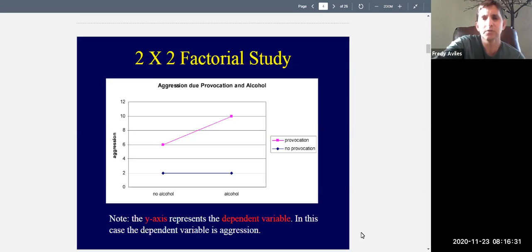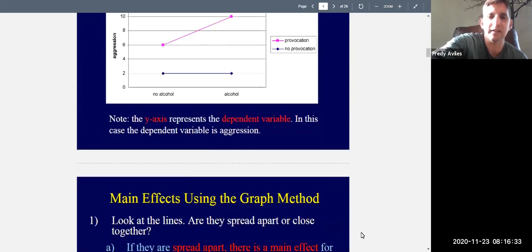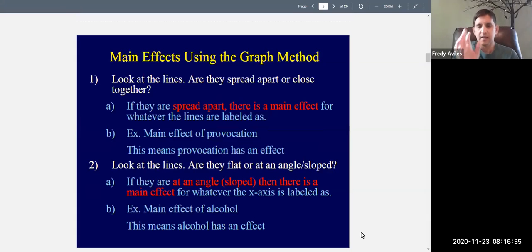Okay, so that's the way to do this using the graph method. That's the way to find main effects using the graph method. And if you didn't understand this, don't worry, we're going to go through at least 2 more examples. Okay, let's keep going.